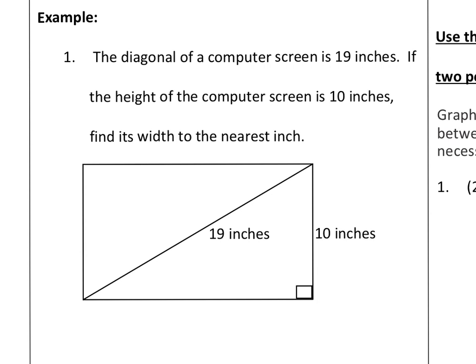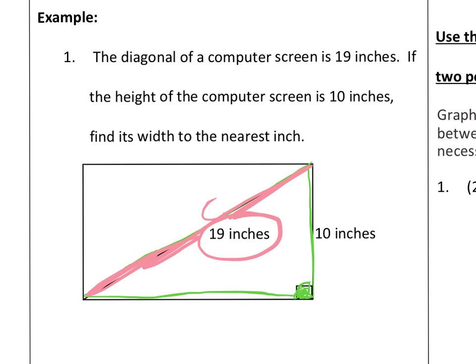We're trying to find the width of this computer screen. Now remember what we know. We can kind of see the triangle here. And what we know is here's the right angle. So this 19 inches is not touching the right angle. So the 19 inches has to be side C, because it's the hypotenuse. It's the diagonal that's not touching the right angle. The other two sides have either got to be A or B.